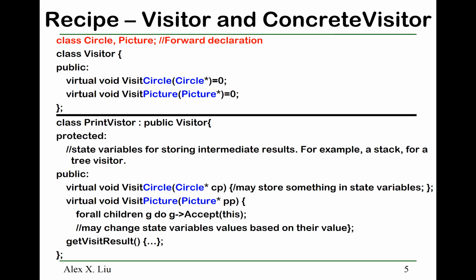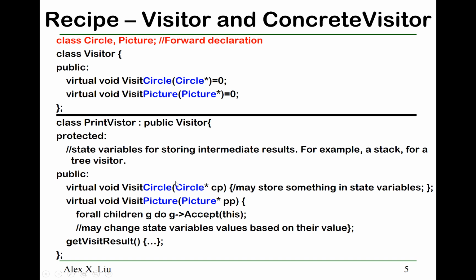Now, when we want to add a new functionality, we design a new class that derives from the base class Visitor. In the base class Visitor, we have two pure virtual functions: virtual void visit(Circle* circle) = 0, and a second one, virtual void visit(Picture* picture) with a picture pointer as the parameter, also = 0. And in a derived class, for a new operation, we implement these two virtual functions.